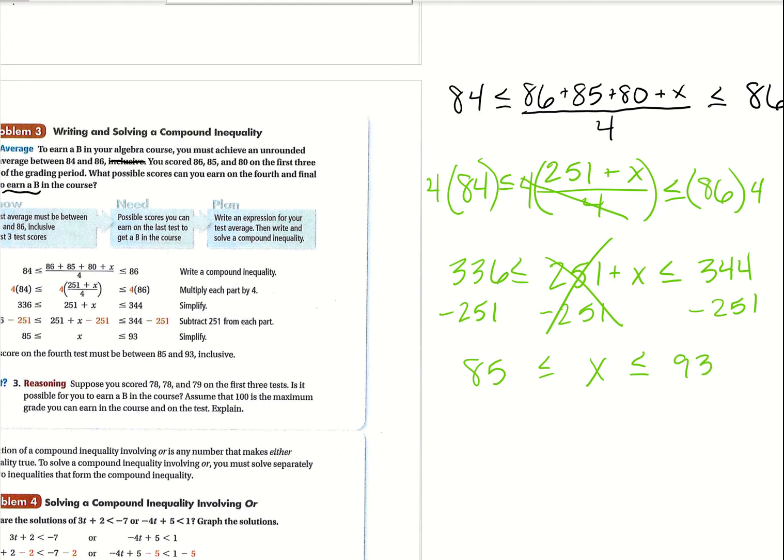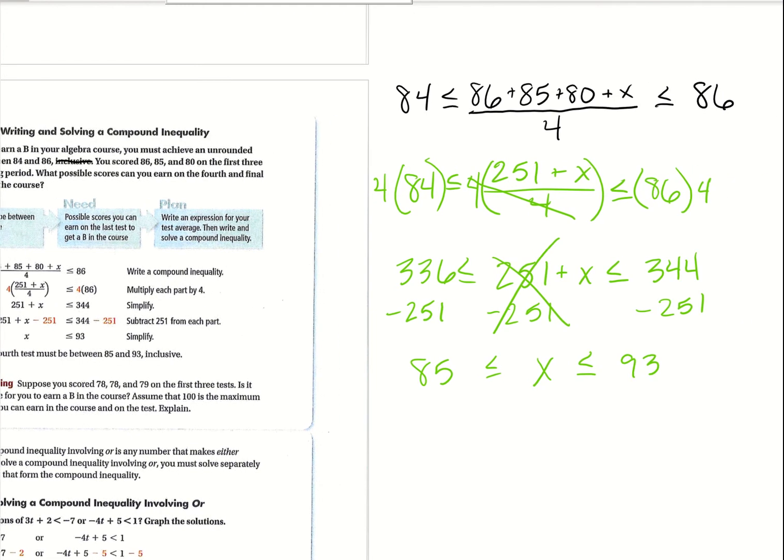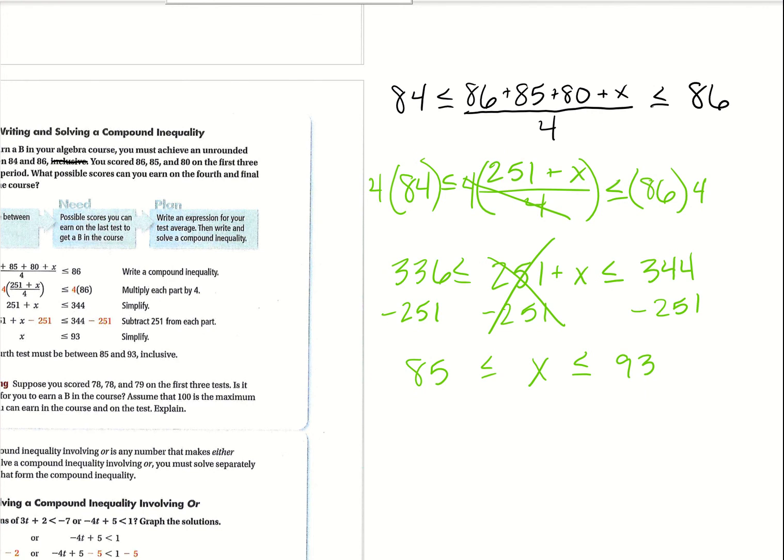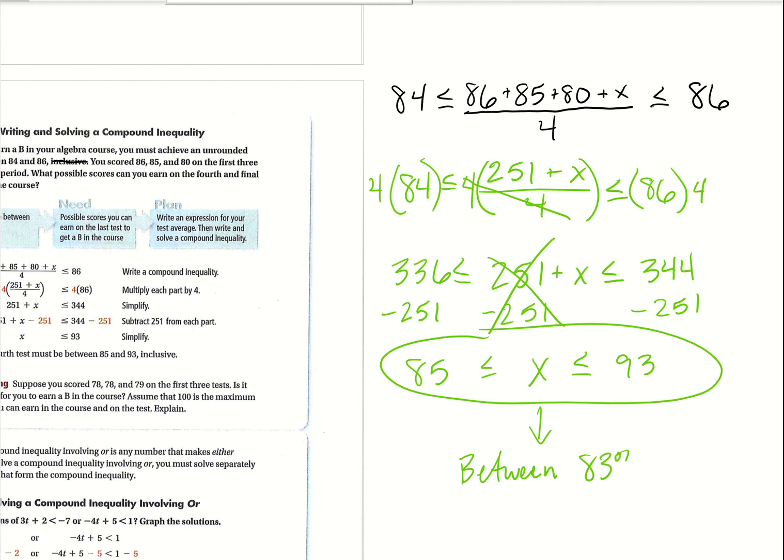In order to score a B in the class, if you're just looking at test scores, you need to get between an 85 and a 93 on the test. So between 85% and 93% on the final test.